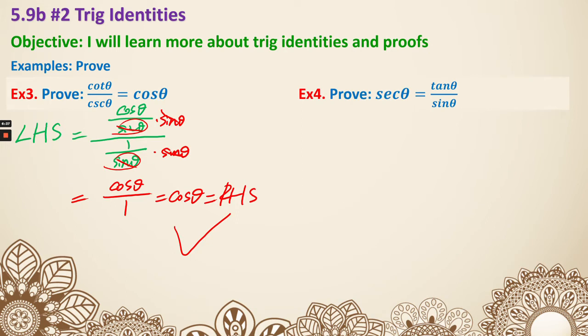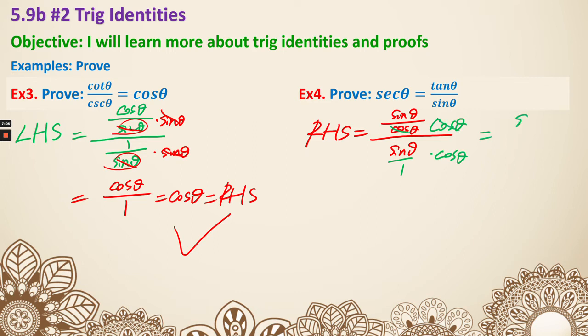Example 4. Left side looks simpler than the right side. So this time I'm going to start on the right-hand side first. Right-hand side is going to be sine theta over cosine theta, the whole thing over a sine theta. Or I can rewrite it as sine theta over 1. That means my common denominator is going to be a cosine theta. That is canceled. On the bottom, I don't have anything I can cancel, so I'm going to be left with sine theta over sine theta times cosine theta.